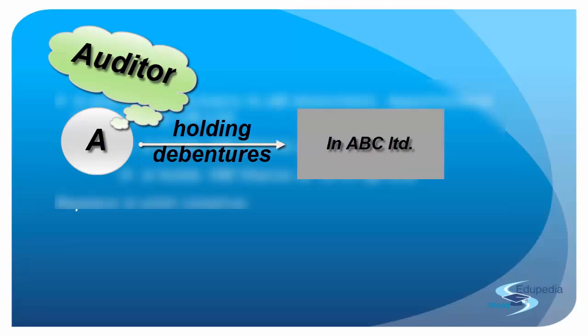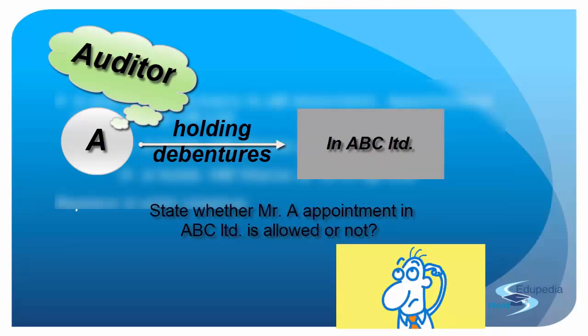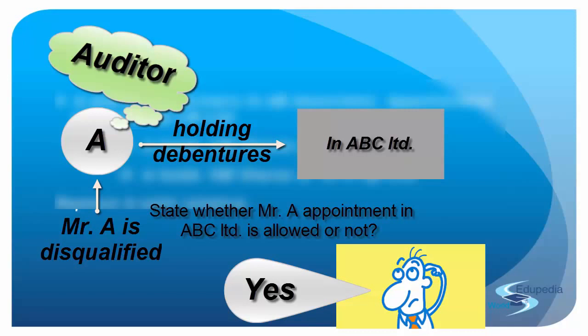Next, if Mr. A is an auditor, right, and Mr. A is holding debentures in ABC Ltd, state whether Mr. A's appointment in ABC Ltd is allowed or not. The answer would be no. Mr. A is disqualified. Why disqualified? Because the provision says that if the person, relative or anybody holds any security in the company, right? And the security would include debentures. Debentures are security, right? So anyway, disqualified.